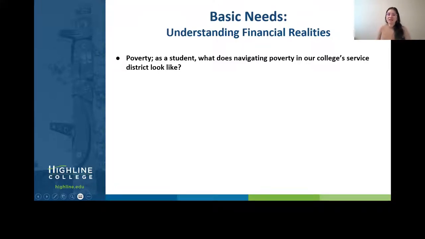And I'm going to invite you guys to either share by unmuting or by putting in the chat just some key words. It doesn't have to be a full paragraph or a full thought. It could be one word, a phrase. What are the realities of navigating poverty in our college's service district?